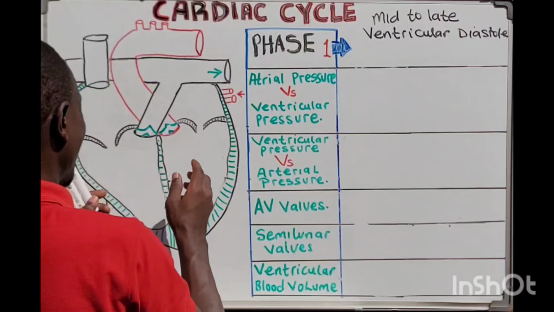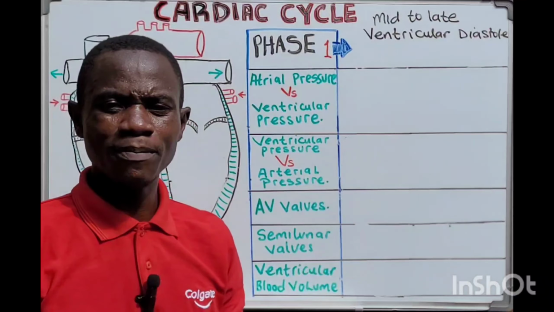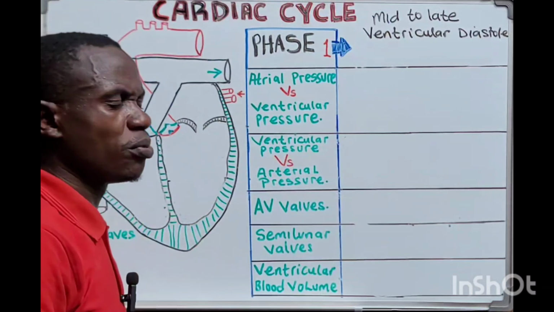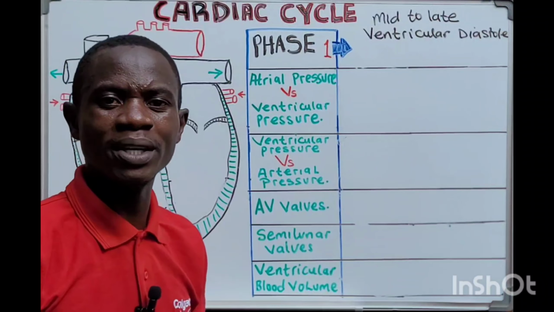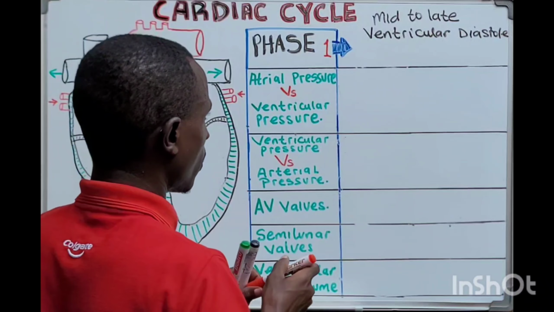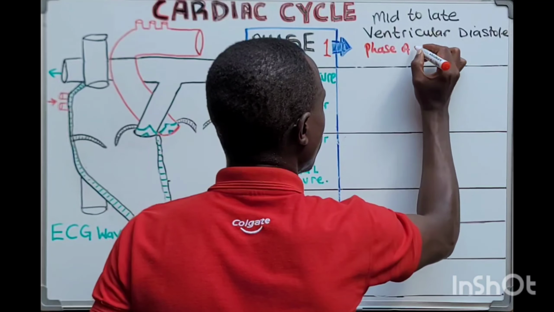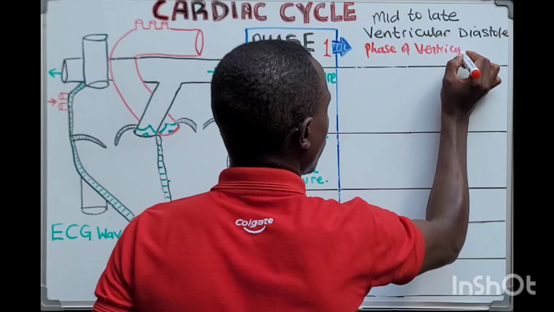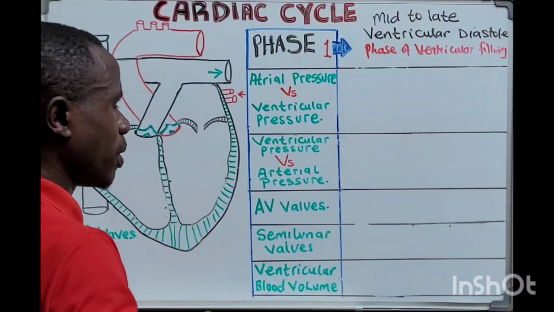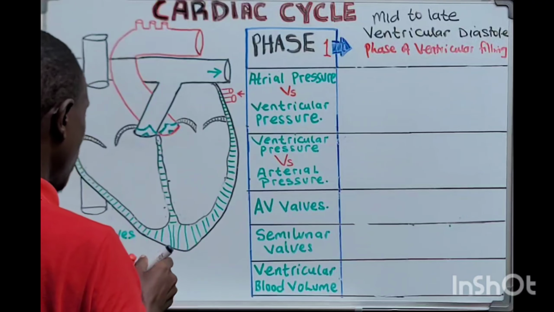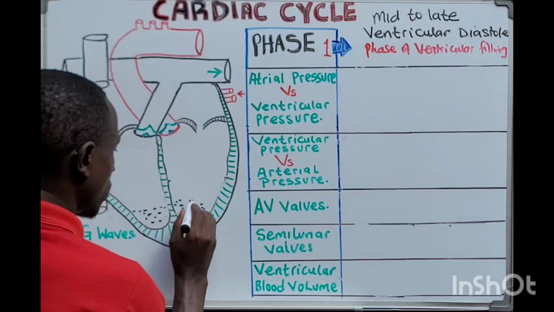So now we see that the AV valves are open and this blood is coming into the ventricles, meaning that during this phase the ventricles are filling up with blood. For that reason, this mid to late ventricular diastole can also be called a phase of ventricular filling. It is during this phase that our ventricles fill up with blood. Blood is starting to accumulate within the ventricles.